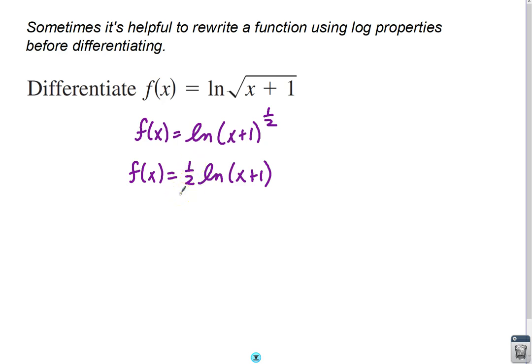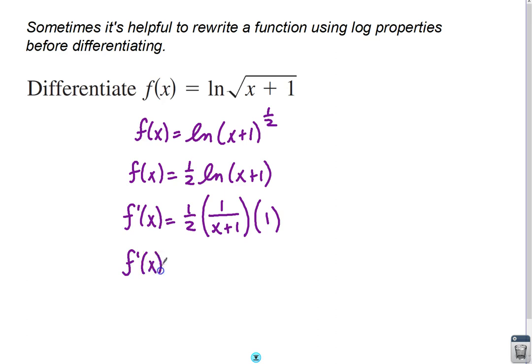So then when I take the derivative of this, I have f prime of x is equal to 1/2, just bring the 1/2 down because it's a constant multiple, times 1 over the inside, because remember the derivative of natural log is just 1 over the inside, so 1 over x plus 1 times the derivative of the inside, in this case is just 1. So this basically boils down to f prime of x is equal to 1 over 2x plus 2. That is not too bad at all.